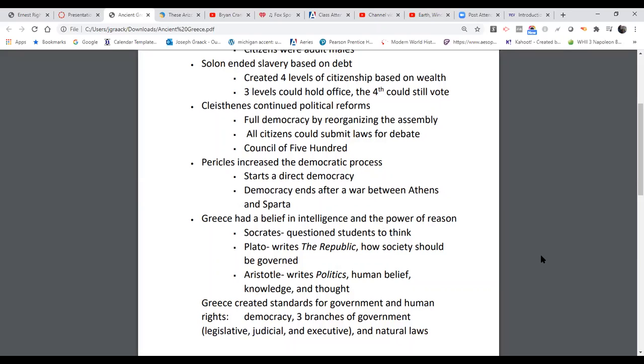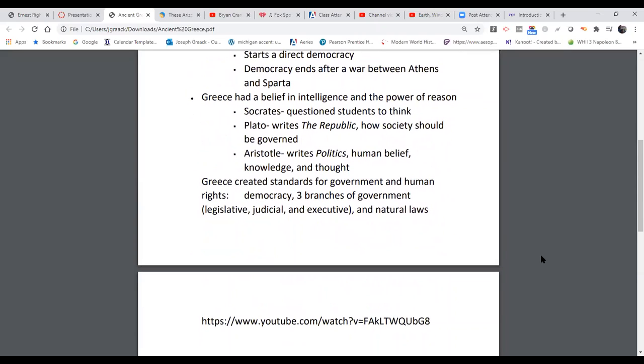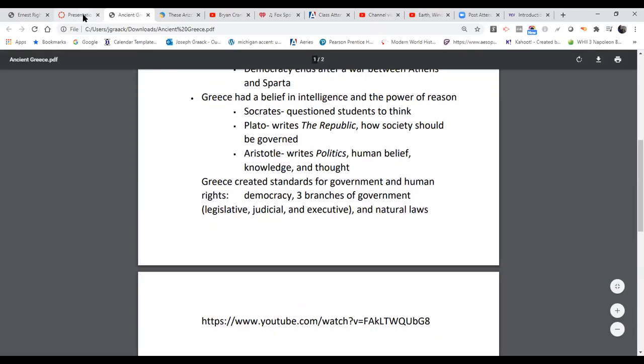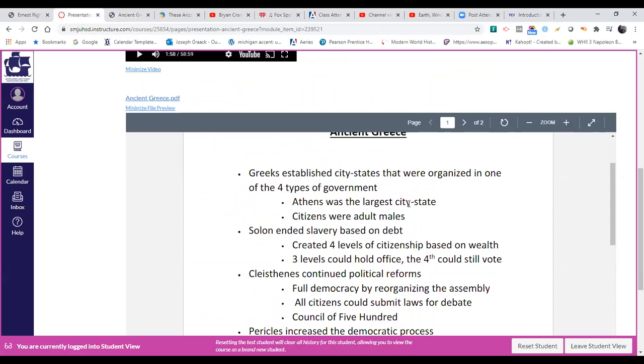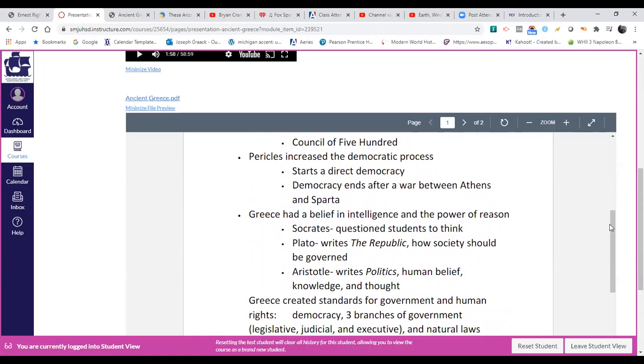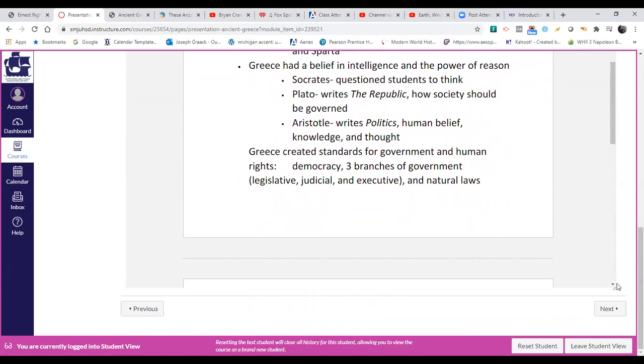And as I said, what we get from ancient Greece is this idea of a democracy, that citizens of a country should have the right to vote and have a say in how they are governed and how they are ruled. Greece is also one of the first to develop different branches of government, so no one branch becomes too popular. And they're also one of the first to apply this idea of natural laws, that when you were born, you were born with the right to live your life the way you see fit.